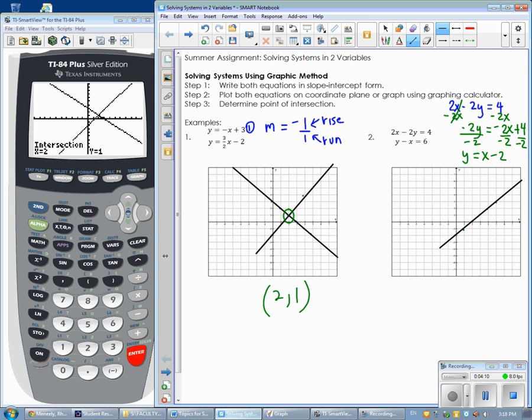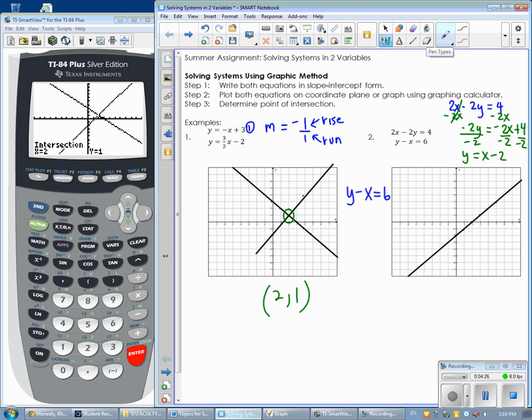draw my line. And I might want to extend that just a little bit further. There we go. And then with the second equation, we have y minus x is equal to 6.